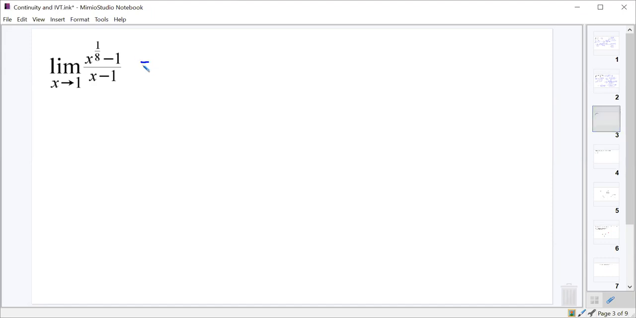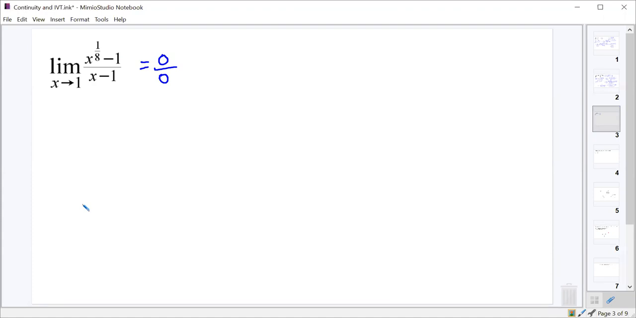You get 0 over 0, right? 1 to the 1/8 power is still 1. Minus 1 is 0, and 1 minus 1 is 0. Everybody agree that's indeterminate, 0 over 0? Yes. Perfect. So what is the biggest mess of this?